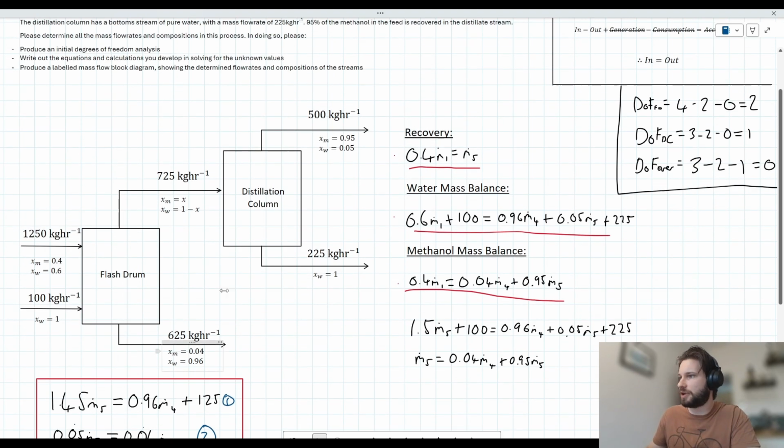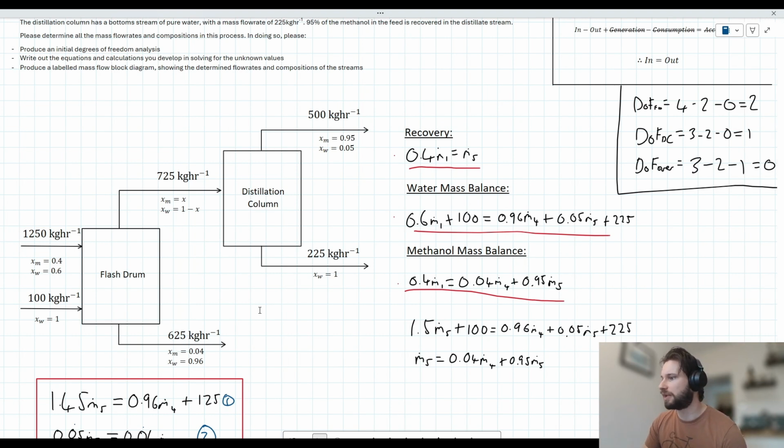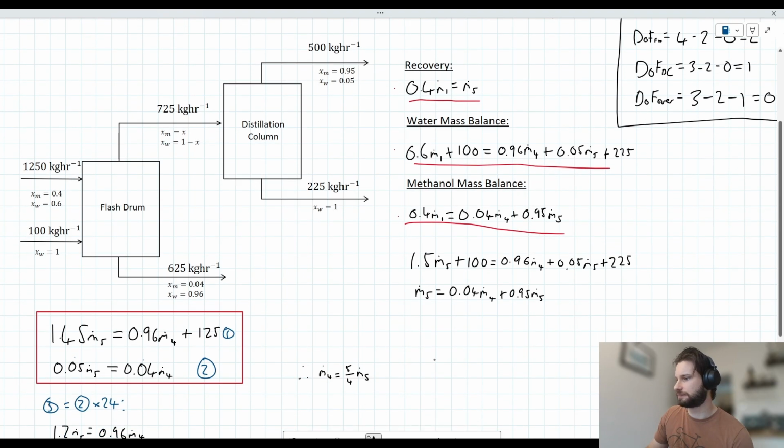And we're almost done. Note that we still need to calculate x here, which is the mass composition of methanol in m3. There are two different ways that we can do this. We could do a methanol balance on our flash drum, or we could do a methanol balance on our distillation column. It's probably simpler to just do a methanol balance on our distillation column, because again, by inspection, we can just say 725x is equal to 95% of 500. So let's just write that down.